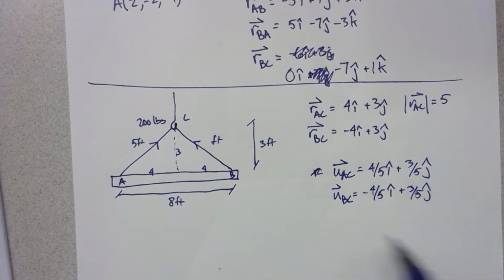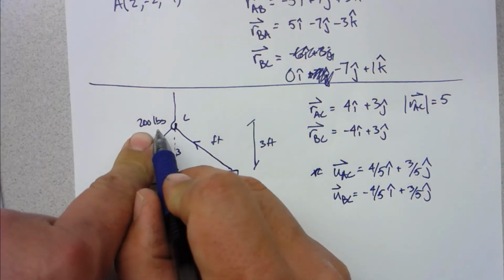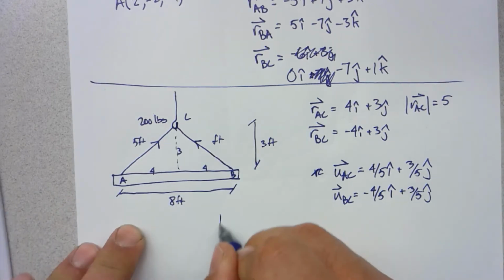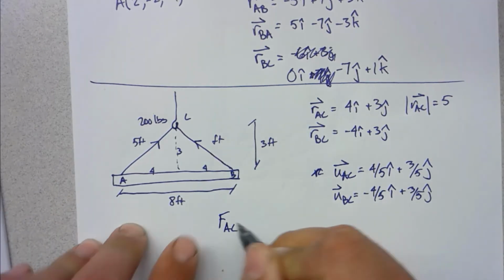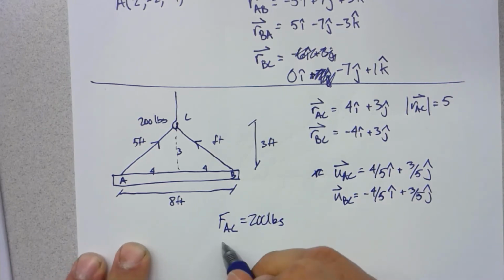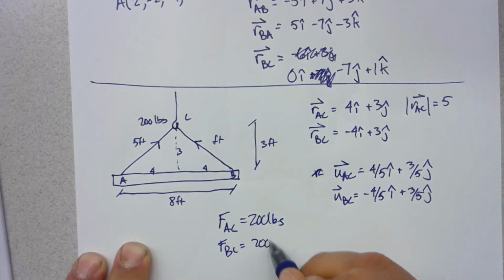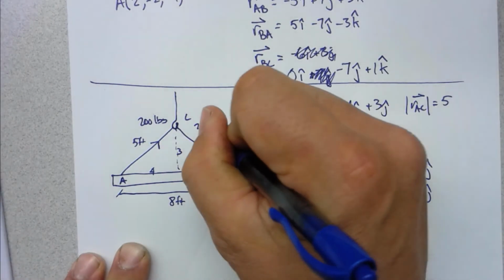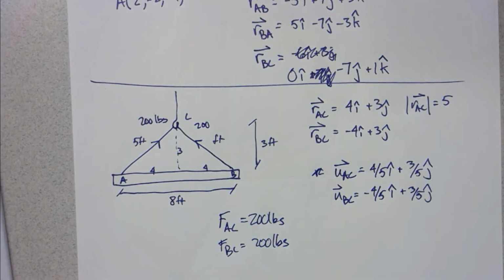Okay, so now that I have these, watch what happens. I can multiply. I have this magnitude of 200 pounds, right? So we know that F_AC, not a vector, right? That's just the scalar magnitude, is 200 pounds. And I know that F_BC is just 200 pounds. Okay? Or I guess I didn't say that, but I'll say it now. All right? 200 pounds in each of those ropes.